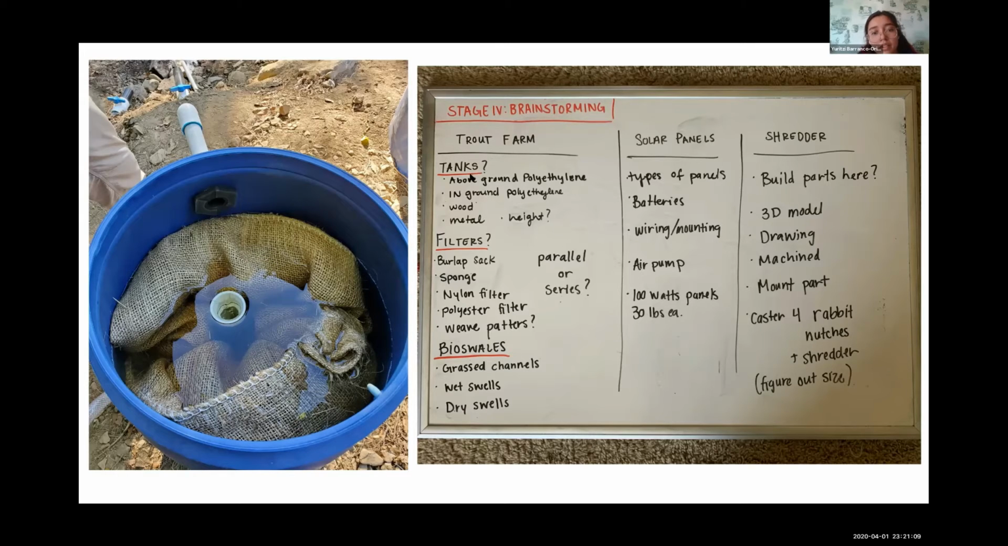Right here, for the tanks, we jotted down what kind of tank: above ground tank, polyethylene, in ground, wood, metal, height.